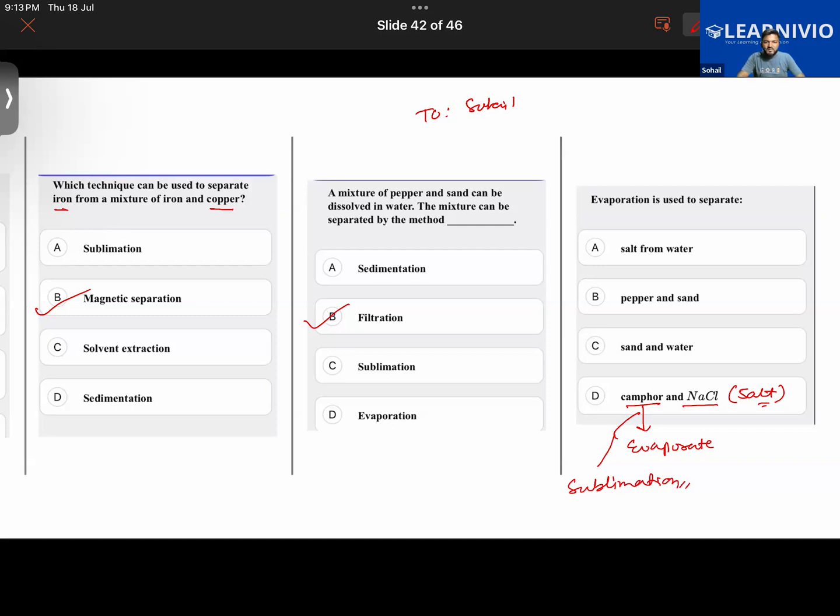So evaporation will be used to separate which one? Salt from water, pepper and sand, sand and water, or camphor and salt.